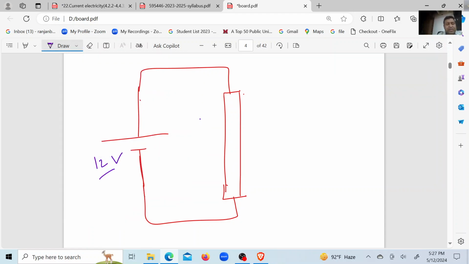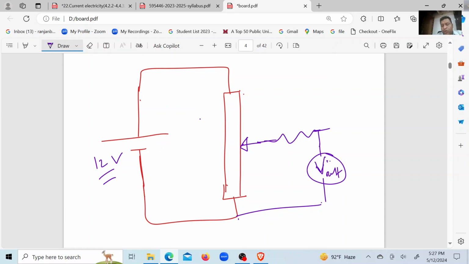As for example, this is 12 volt, right? You want any voltage. This is a wire which can be moved up and down. You can slide it. This is the output voltage V out. It's a voltmeter, you can assume it. This is an ammeter. This is the lamp.